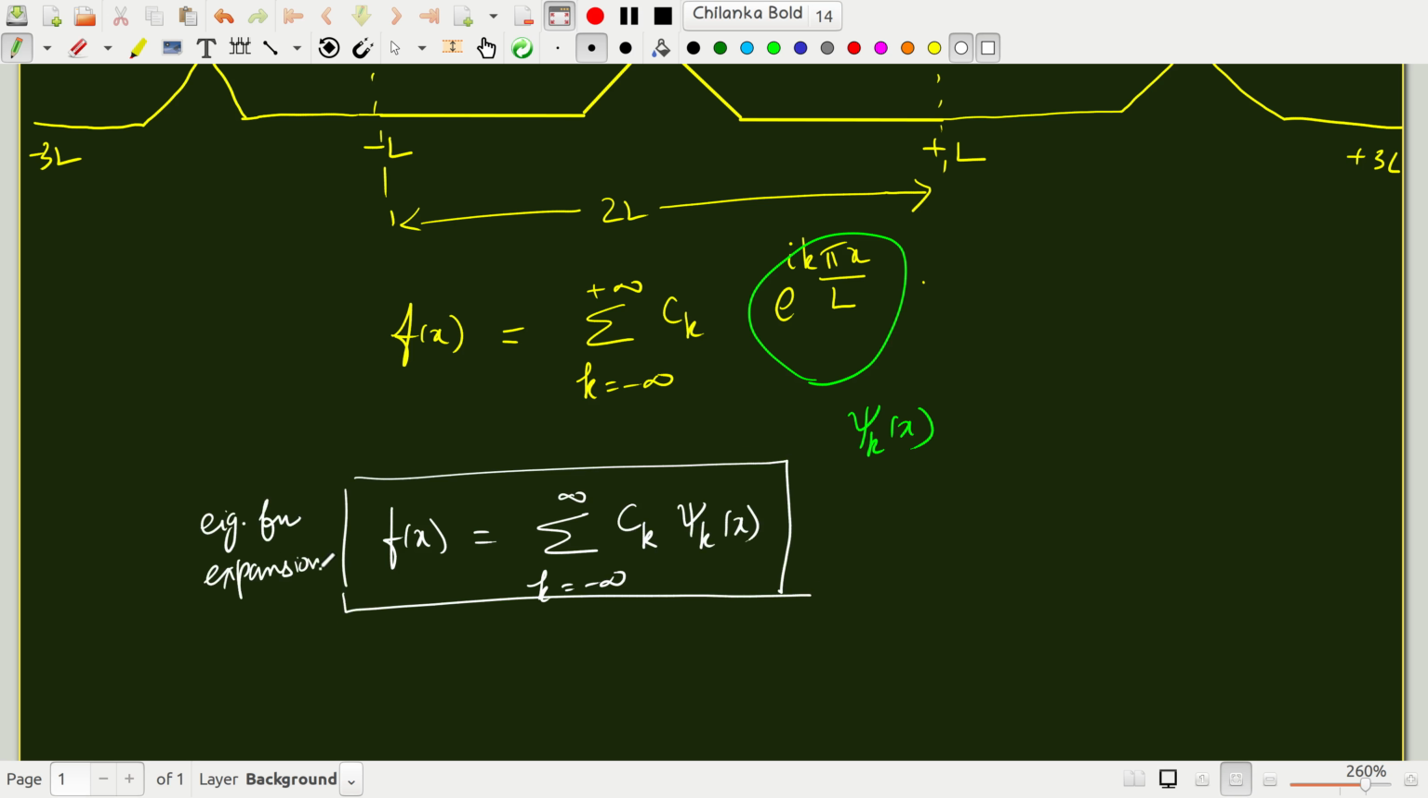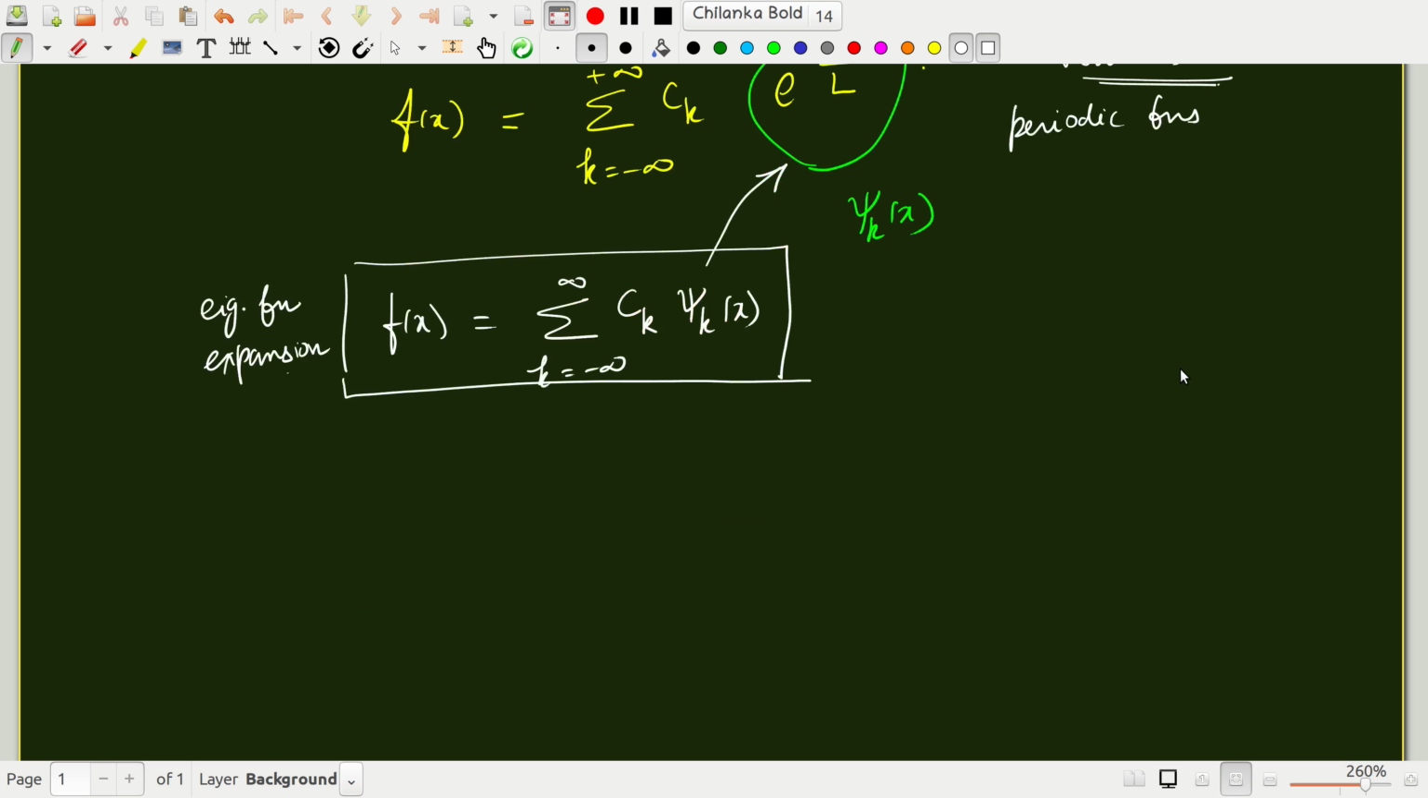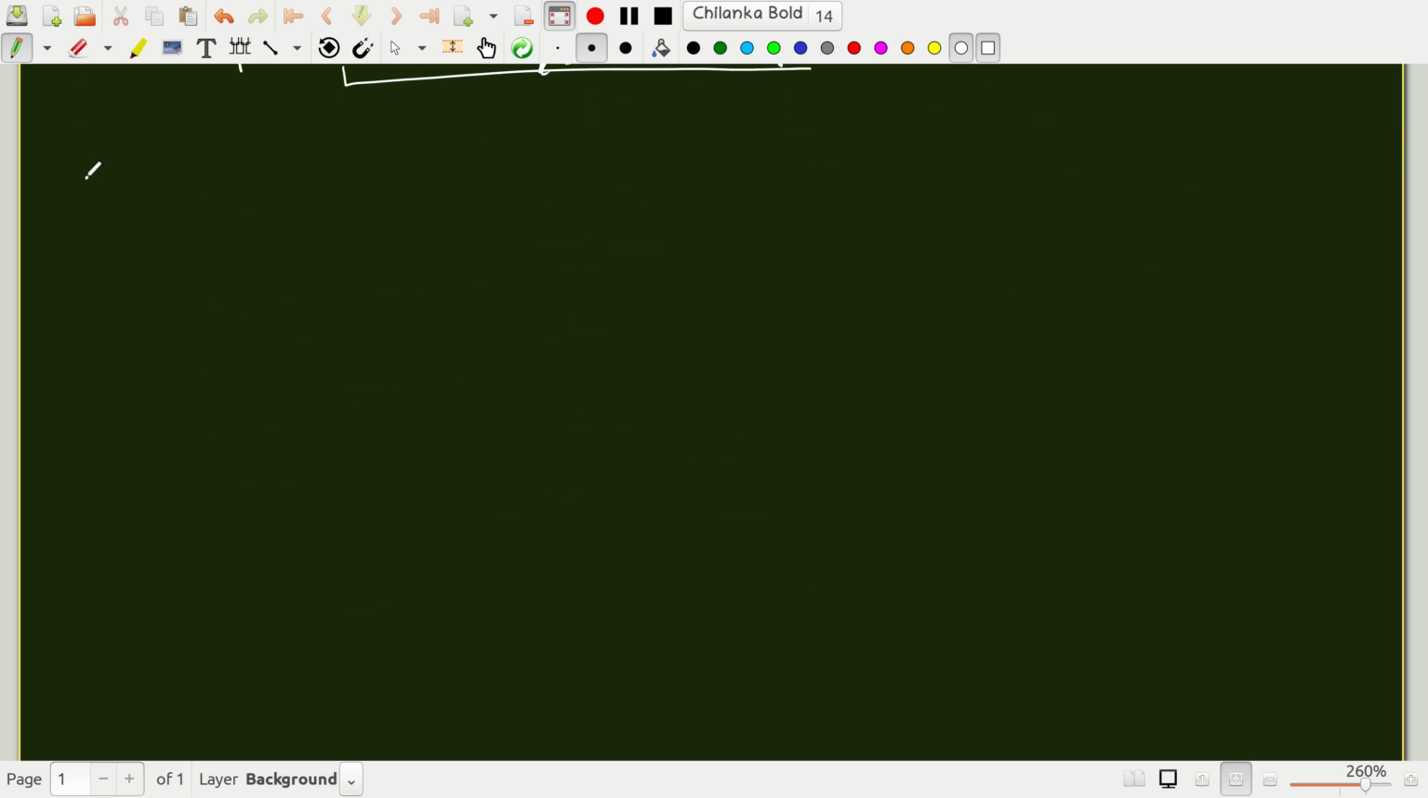of which Fourier series is a special example. It's a special case for periodic functions. So Fourier series is a special example of eigenfunction expansions applicable to periodic functions, where the eigenfunctions are either sines and cosines, or you can think of it in terms of their exponential form, e to the I k pi x by L. Okay, now if this is the Fourier series, what is a Fourier transform?